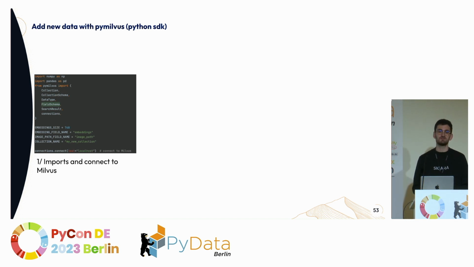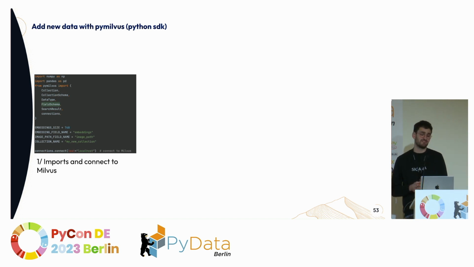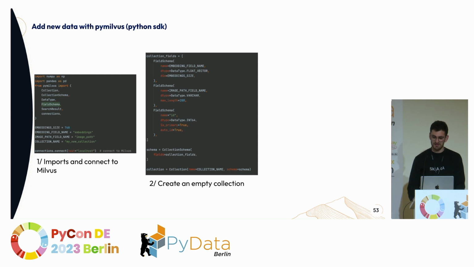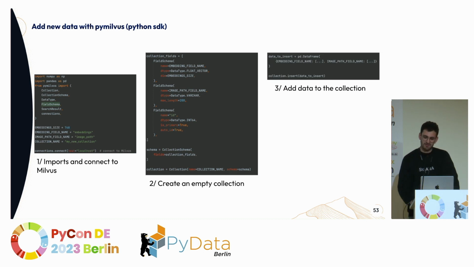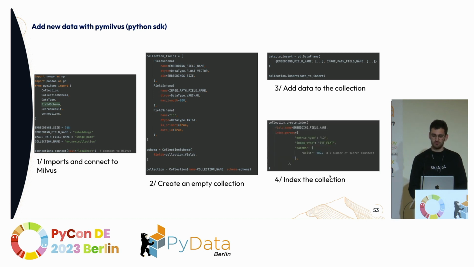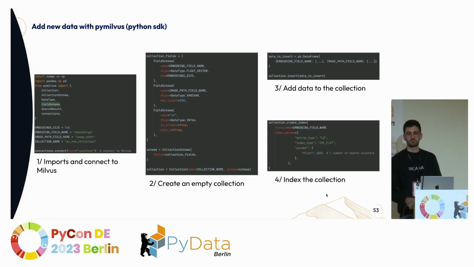So it's very similar to Elasticsearch or any database, really, if you worked with some. So you first have to connect to it. Then you create a schema of your different fields, which will be your metadata, and you create your collection. Then you insert your data in a couple of lines of code. And then you call the createIndex method, which will basically run the approximate nearest neighbor to index your data and make it easily searchable.